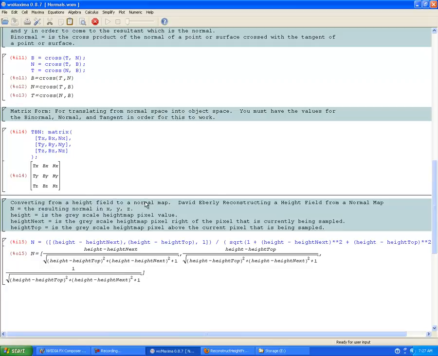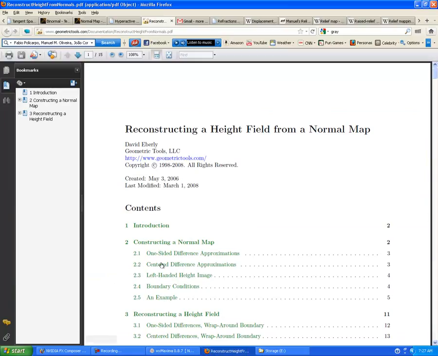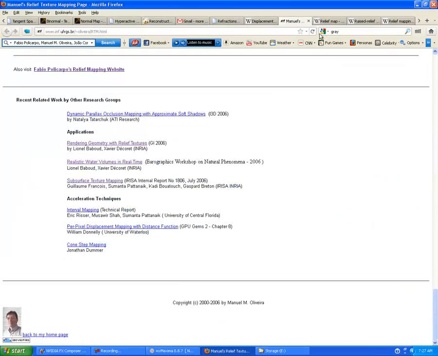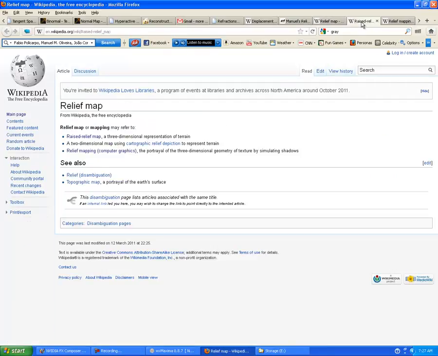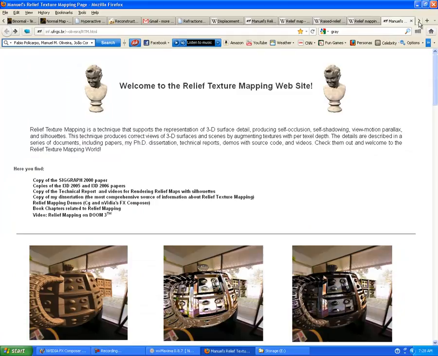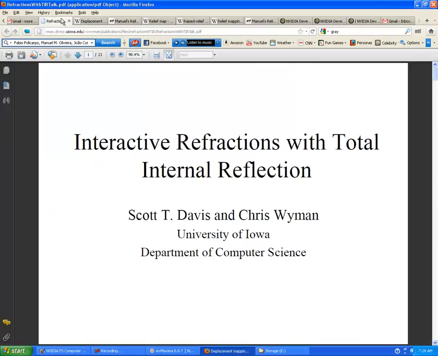David Eberly goes over this. So we have n here, which is the resulting normal in x, y, z. Height is the grayscale height map. All right, so remember, what does a grayscale height map look like, guys? Well, like that, actually, but it's not a very good representation. But yeah, that is one. That's relief mapping. That's great, but it's not what we're looking for. This stuff is awesome, but again, it's not what we're looking for.